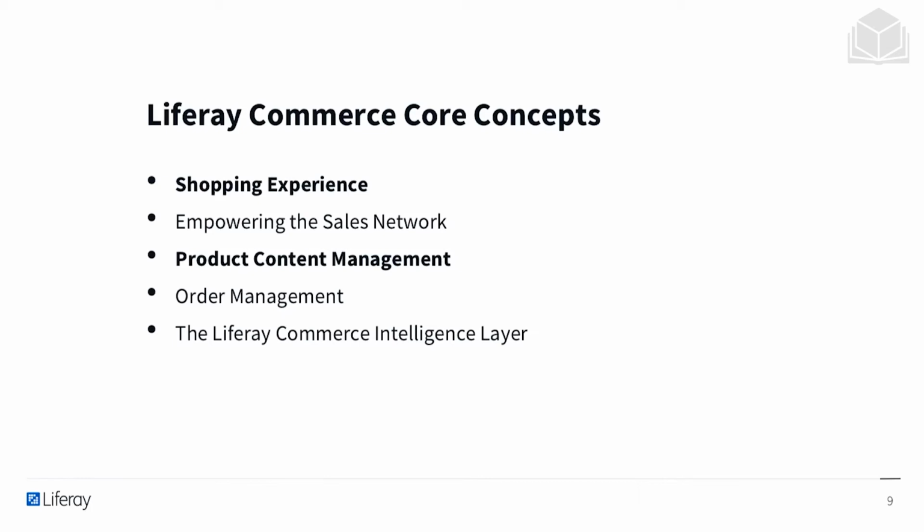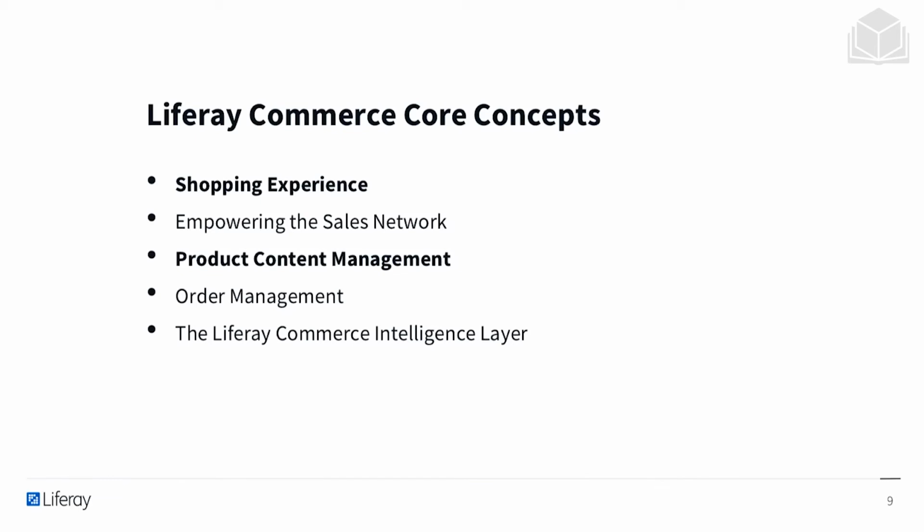Secondly, we have empowering the sales network. So this is how on the buyer side, you can organize your accounts, you can map them to organizations, and you can begin to structure your organization within the commerce platform. There's also product content management. So this is adding new images, perhaps documentation or specifications and options to your products.